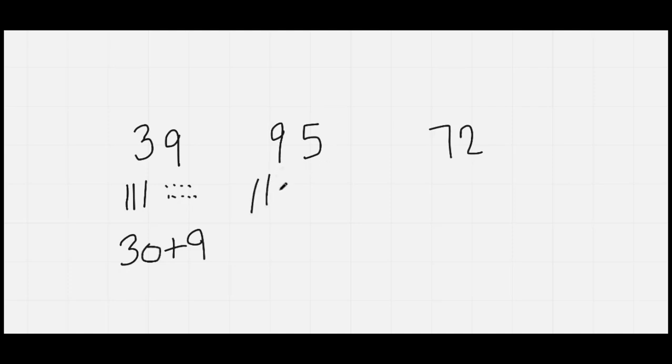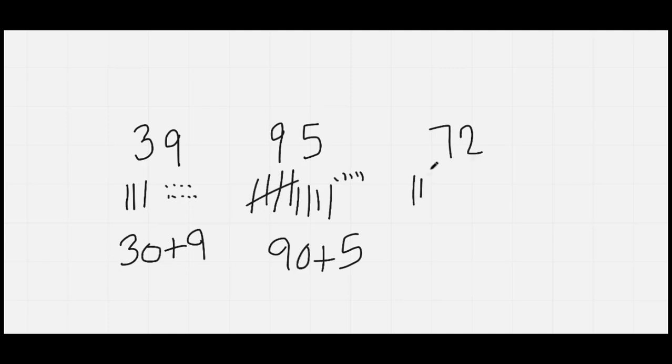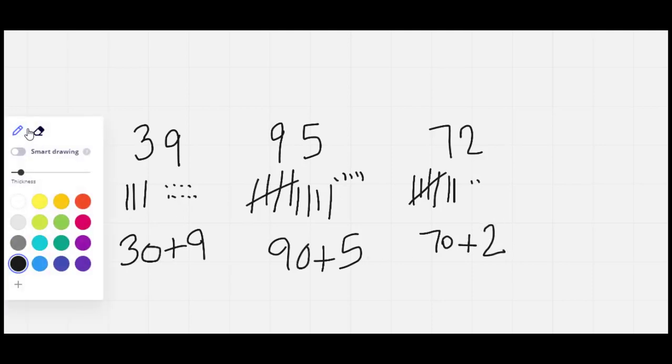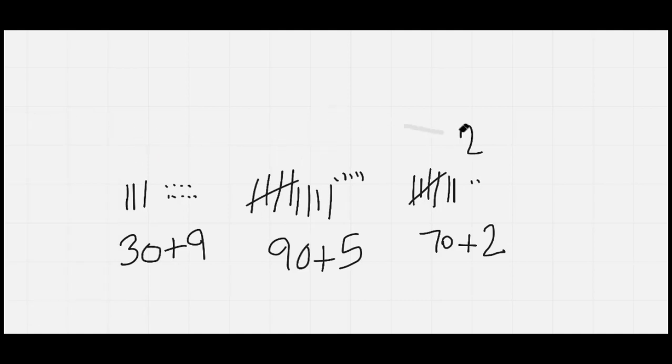This number is 95. We have 9 ten sticks and 5 ones. We say 90. We say 5, so it's 90 plus 5. Nice job. This one is 72. We have 7 ten sticks and 2 ones. We say 72, so 70 plus 2. Nice job, everybody. Go ahead and erase your board.